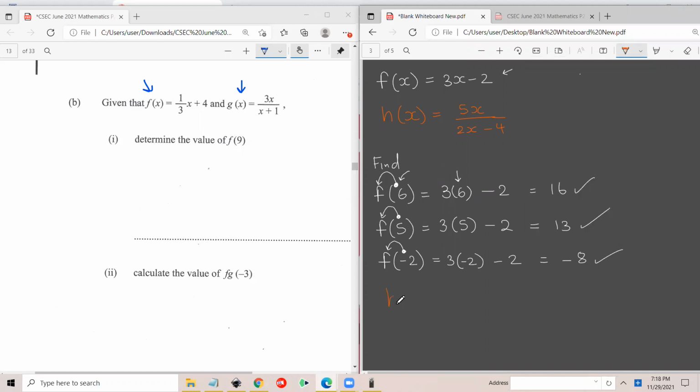How about this one now? H3. All they're asking you to do is the same thing. You're going to take 3 and visit which letter? H. But H has 2 x's, one on top and one underneath. Not a problem. The rule is you're throwing away all the x's, even if it has 2 of them, and replacing both of them at the same point in time with 3. And you just try to simplify it from there.